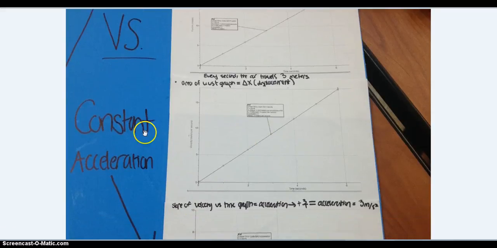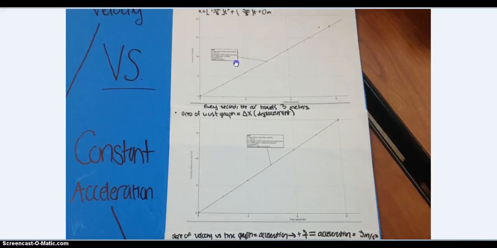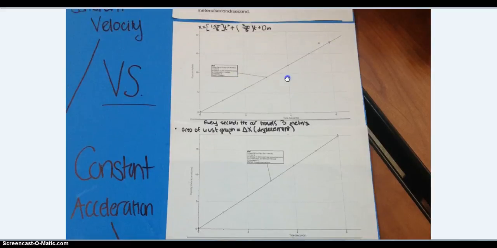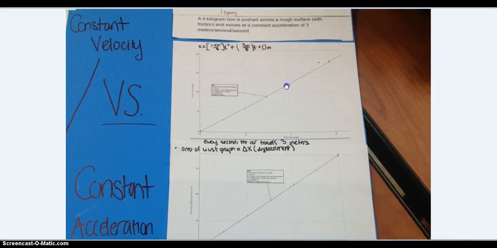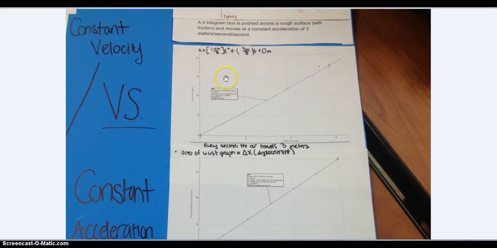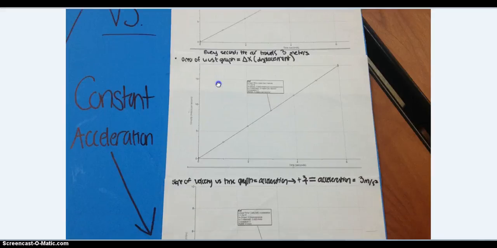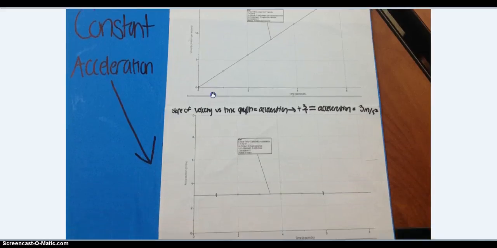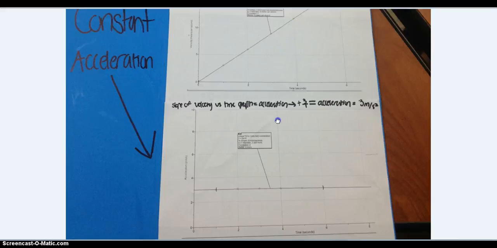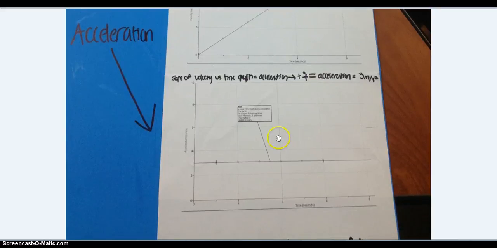Oh, I forgot to mention, I know my position versus time graph is off because the position versus time graph for constant acceleration does not resemble the one for constant velocity. It's not just a slope, it's actually a curve. So that's one thing I did wrong. I also mentioned the slope of the velocity versus time graph equals acceleration, which is 3 over 1 here, which is 3 meters per second squared.